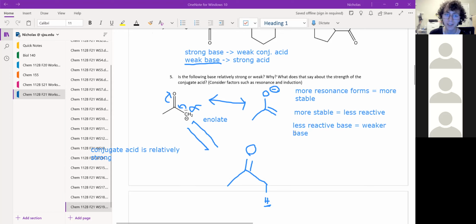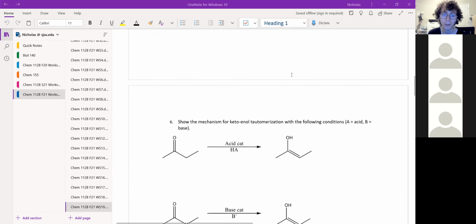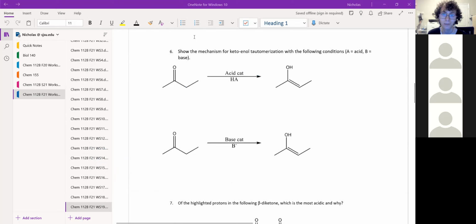A lot of this is ideas we've seen in the past, but are there any questions about any of this before I move on? I don't know if he would ask a question exactly like this, but he could ask you to rationalize why enolates are weak bases, so the acid is relatively strong, because he likes to ask questions where you have to explain stuff. I'll just move on unless there's a question.